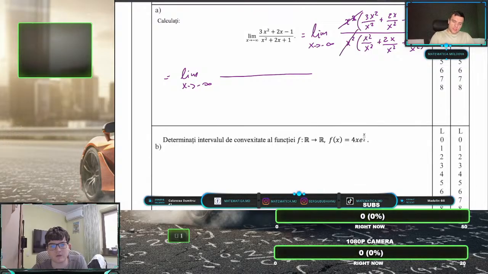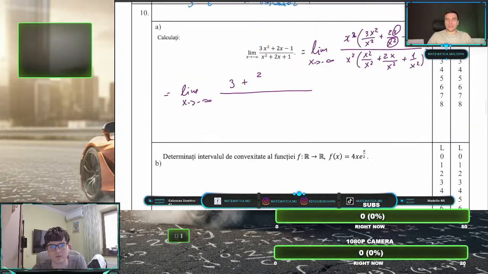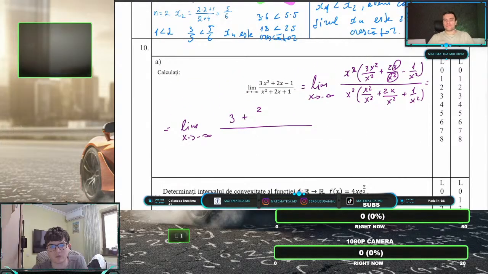Minus infinite, so this cancels out. So what do you get now? Second power, cancel out. That's gonna be 3 plus that, so it's gonna be just 2. And that will be minus 1 divided by x second power. Actually, that's that divided by x. And yeah, got that. And now here we've got this.